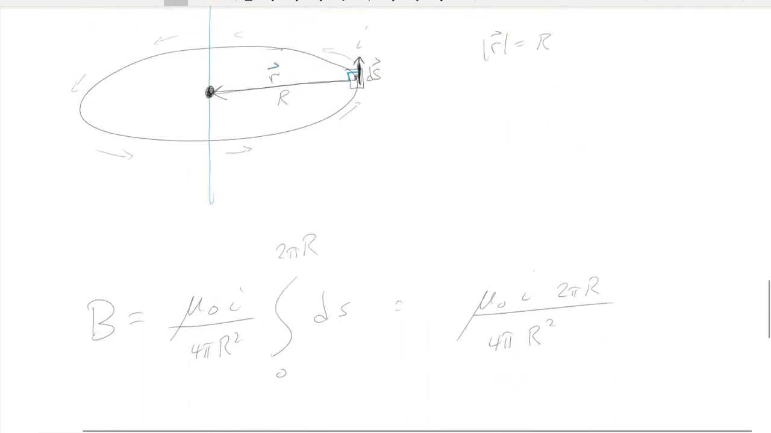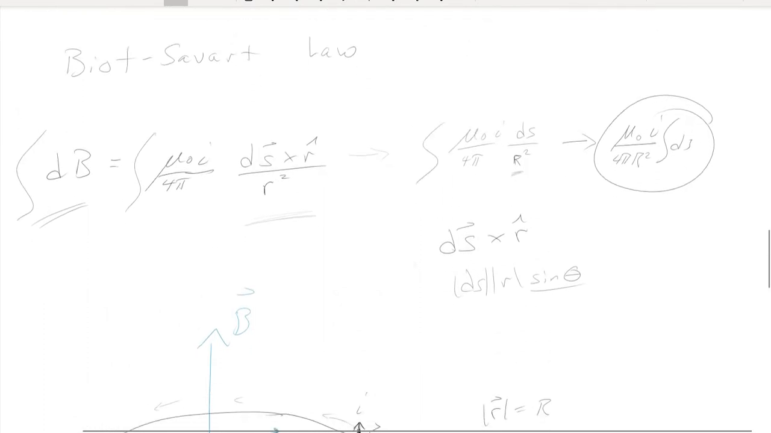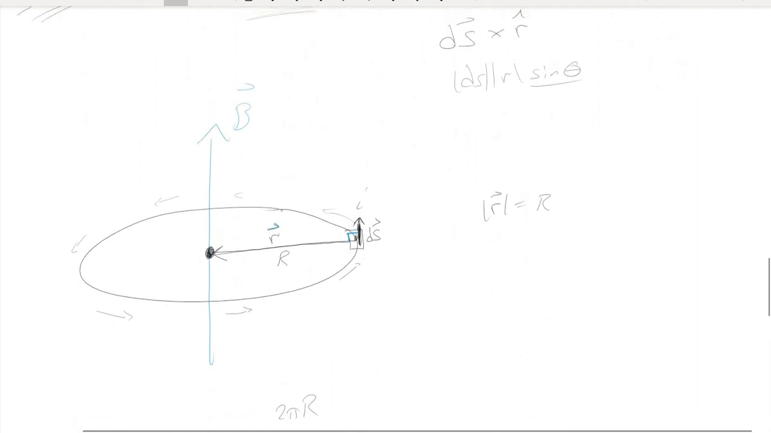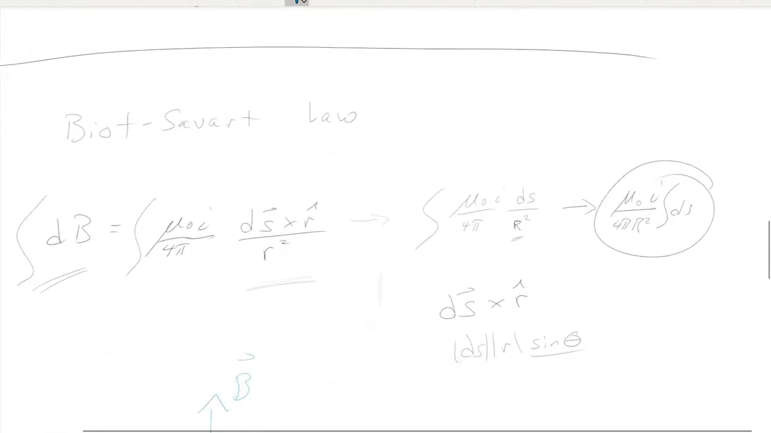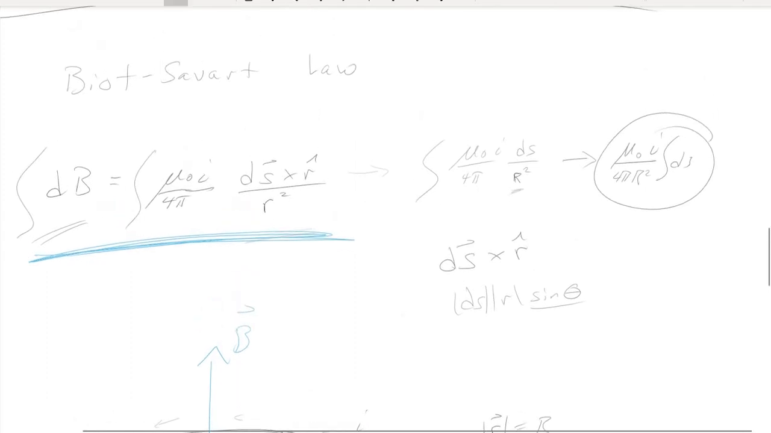And that took us not even 5 minutes to get through the derivation. But that's because we only had one variable in this entire system, and that was the displacement vector. Everything else, since our wire was now wrapped into a circle, evaluated very nicely with our Biot-Savart law.